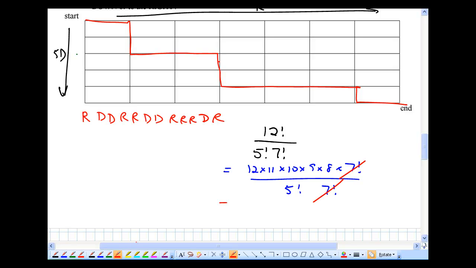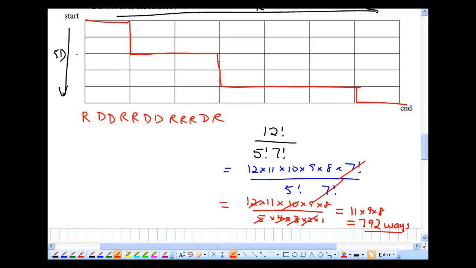What's 5 factorial? 5, 4, 3, 2, 1. Well, 5 and 2 is just 10, that's gone. 4 and 3 is just 12, that's gone. So 11 times 9 times 8. 99 times 8, how about 792? Okay, you can double check this in the calculator, but I'm pretty sure I'm right.